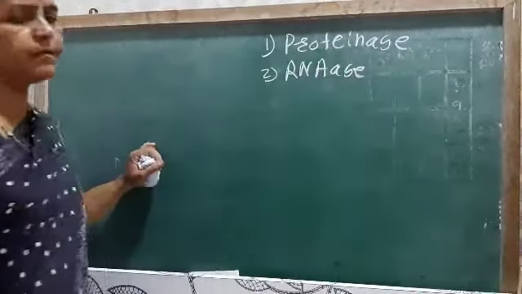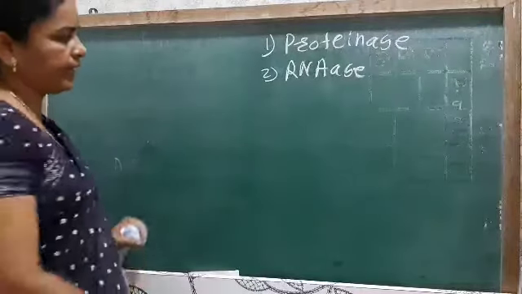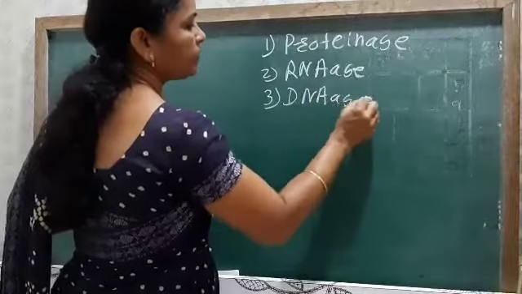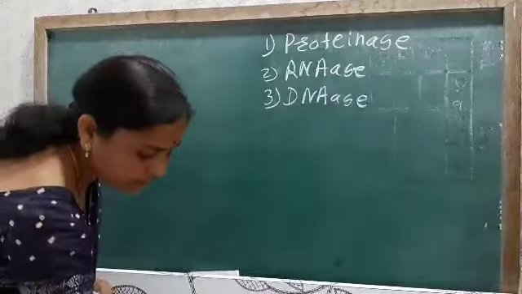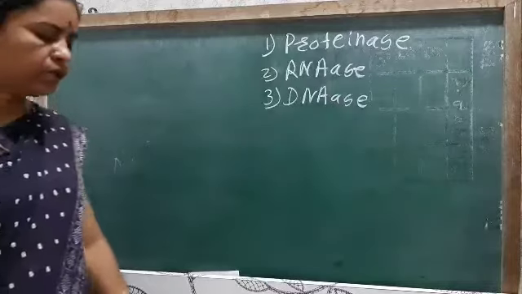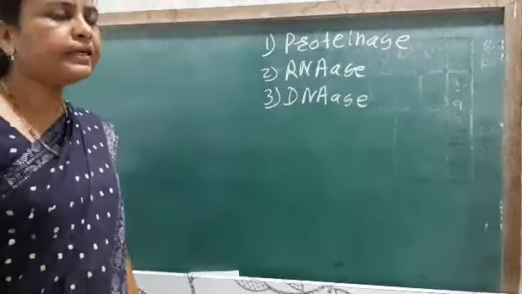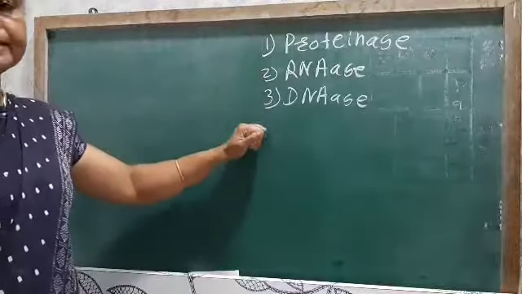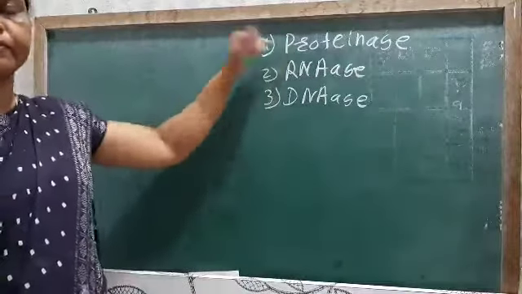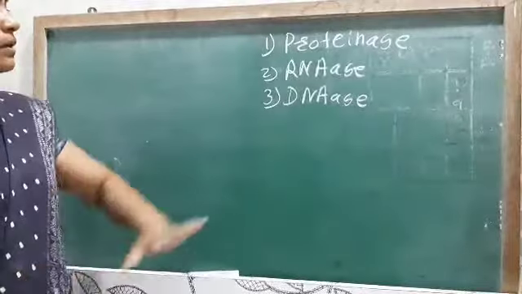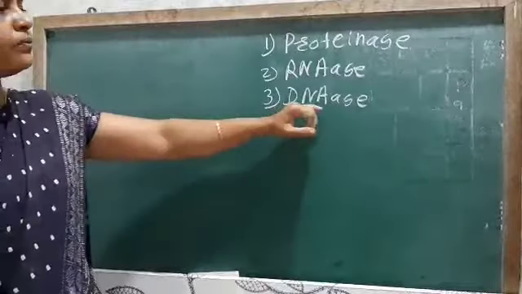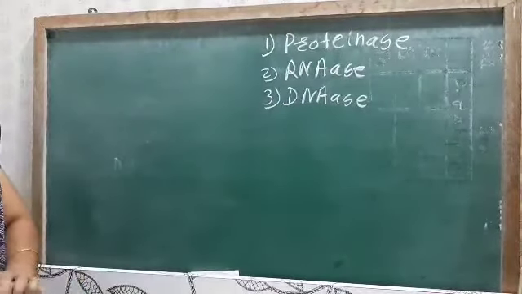This RNase enzyme mainly digests the RNA. And third, the DNase enzyme mainly digests the DNA. Here these are three scientists, Avery, MacLeod and McCarty, who used the three enzymes. When the proteinase enzyme is used, the protein can be digested. If they use the RNase enzyme, then RNA can be digested. And if they use the DNase enzyme, then DNA can be digested.